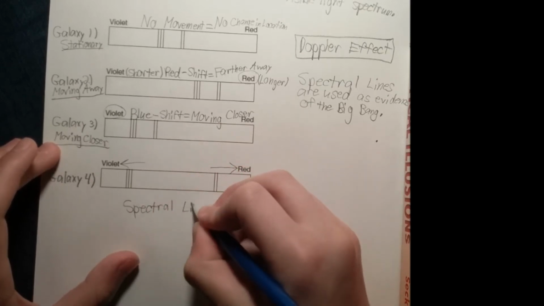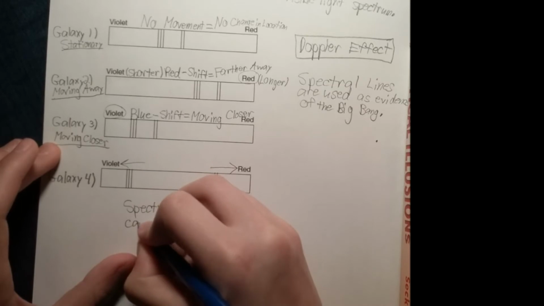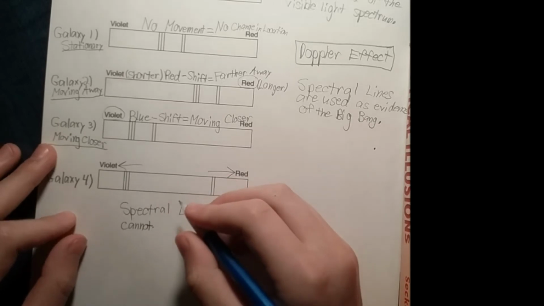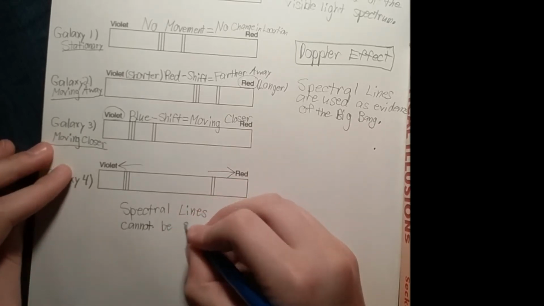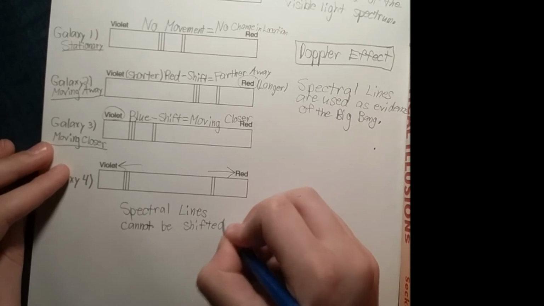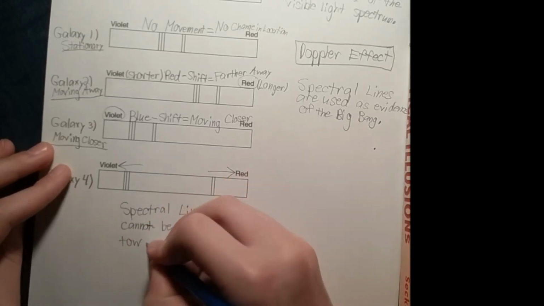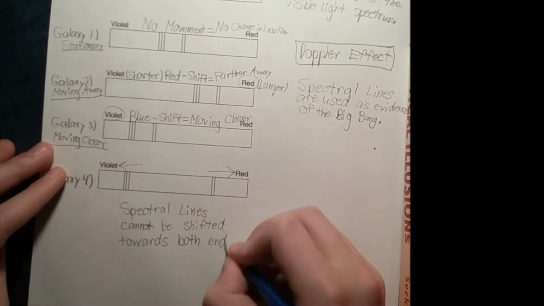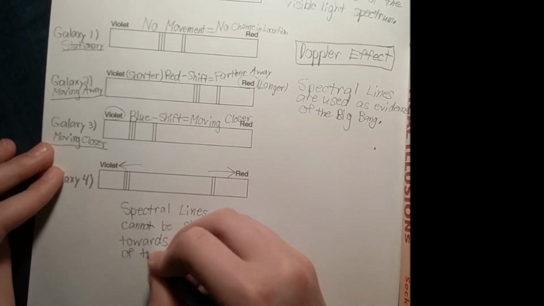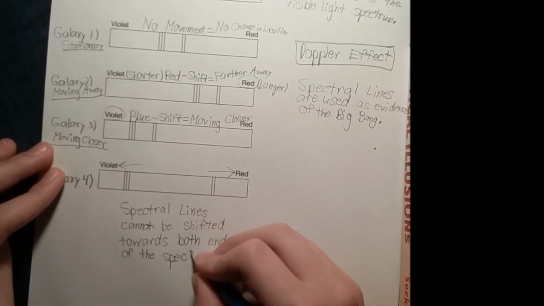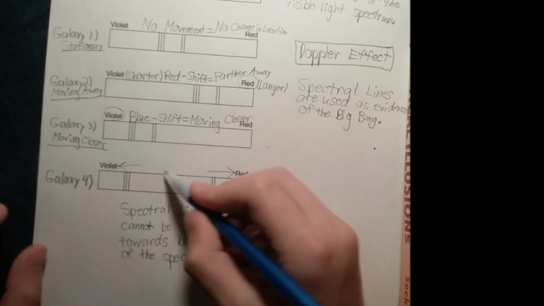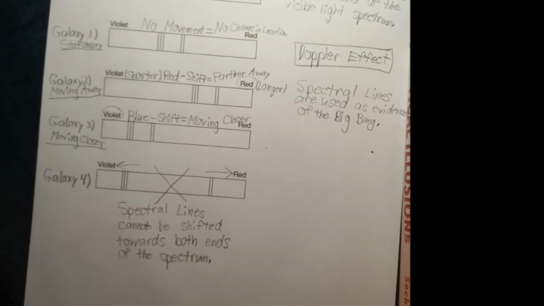So if you were given a question about spectral lines, and this came up as an option, this is obviously not going to be the correct answer because spectral lines cannot be like this. They can't be going towards both ends of the spectrum. So let's just finish writing that down because that is something very important to know. Okay. So spectral lines cannot be shifted towards both ends of the spectrum because that is impossible. You can never have an option like this, and you'd instantly cross that off if you saw it because spectral lines cannot go like that.